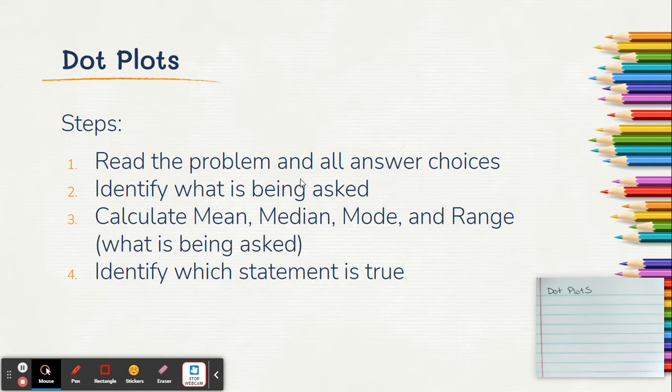Like everything else we've been doing, we need to read the problem and all of our answer choices, and then identify what is being asked. This is really important because it tells us what we're looking for. For these, you're going to have to calculate mean, median, mode, and range. You may not have to do all of them in one. It's just whatever the answer choices are looking for. That's what we need to calculate. And then identify which statement is true. They're going to have statements, and you need to figure out which one is true.